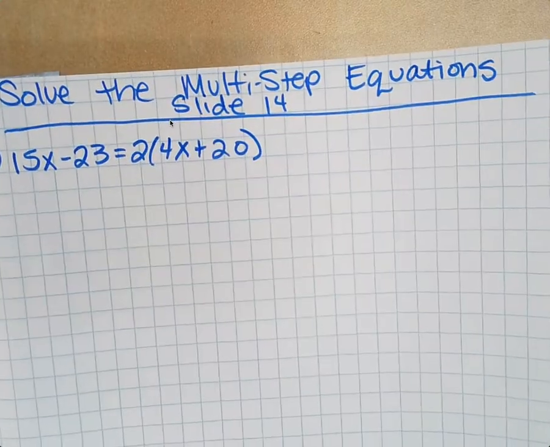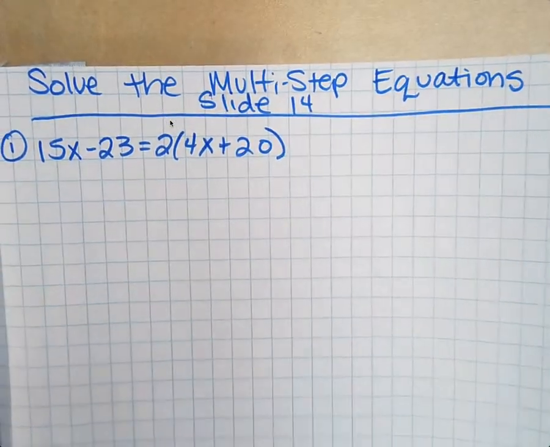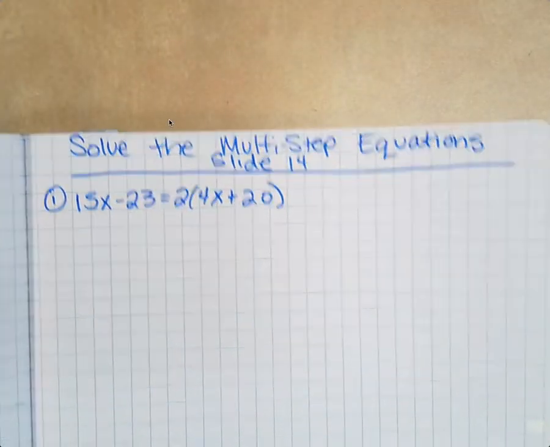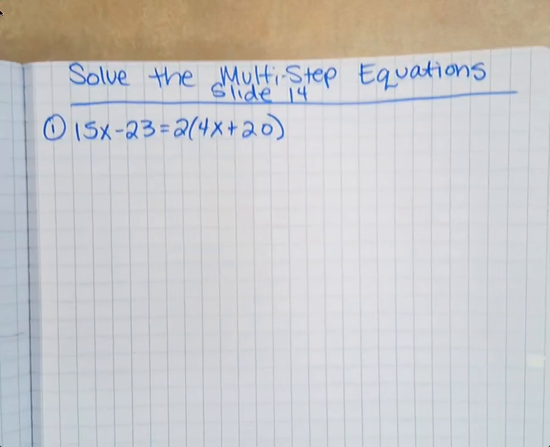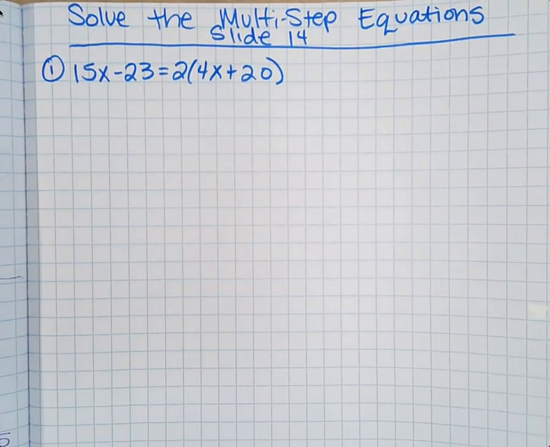Here is my page. Solve the multi-step equations. It's the same title as our digital interactive notebook. All right, so we took it easy in the beginning. We solved two-step equations, and then we solved equations that had variables on both sides. Now we are solving where we are distributing, combining like terms, and then moving the variable and equation around.